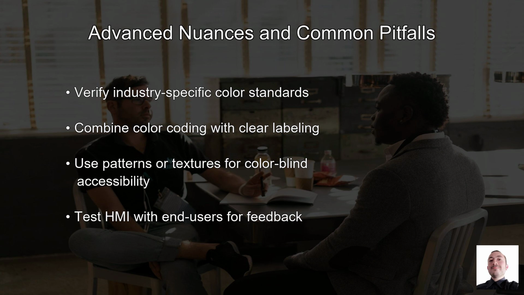Another common pitfall is assuming that color alone is sufficient for user comprehension. It's essential to combine color coding with clear labeling and, where possible, auditory feedback to ensure accessibility and clarity. Additionally, be cautious of color blindness. Approximately 8% of men with Northern European ancestry have some form of color vision deficiency. Use patterns or textures alongside colors to convey information effectively. Lastly, when integrating new HMI elements, thoroughly test the interface with end users to gather feedback and make necessary adjustments. This iterative process ensures that the HMI is not only functional but also intuitive and safe.